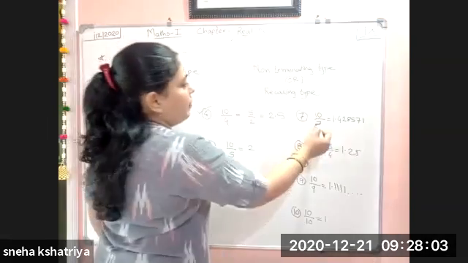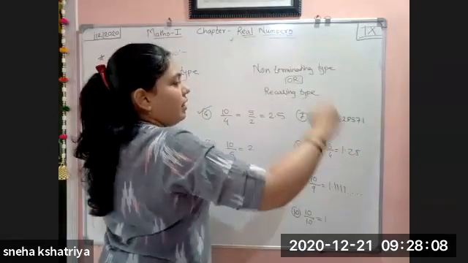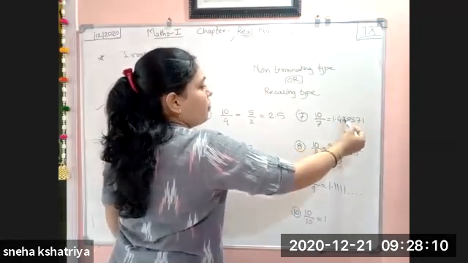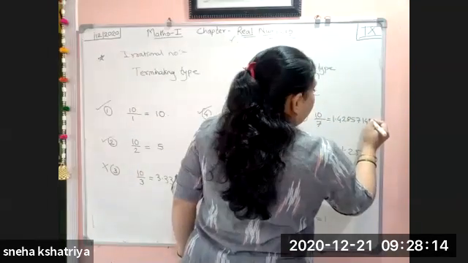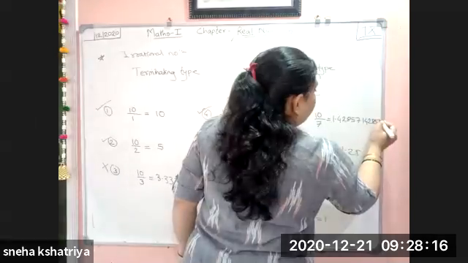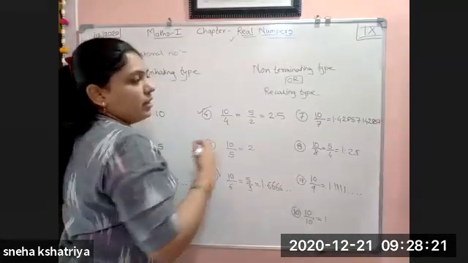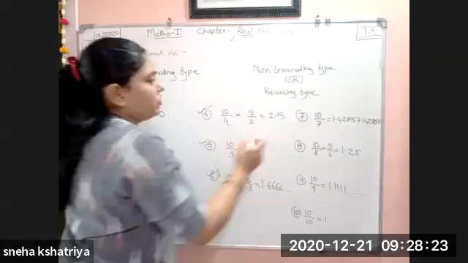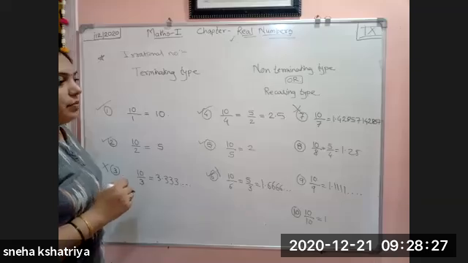Again, see here, 10 upon 7 is equal to 1.428571, again 1 after 1, again 42857. The number is carrying on as it is. So this is again non-terminating type.